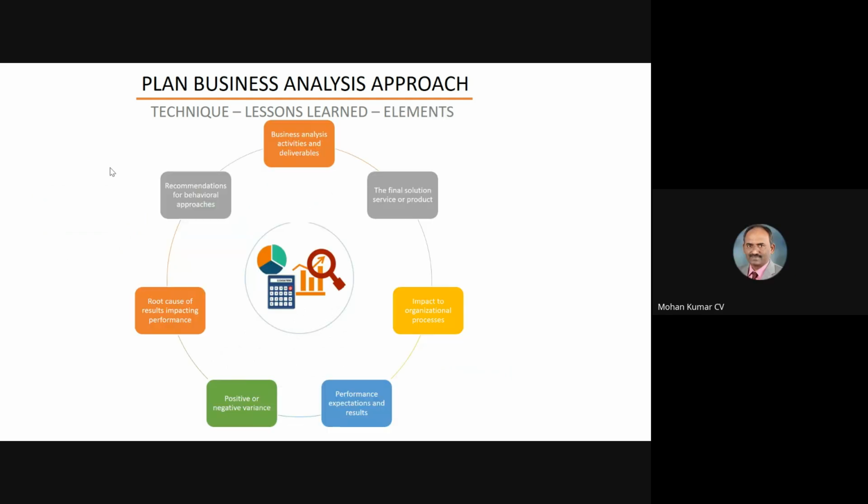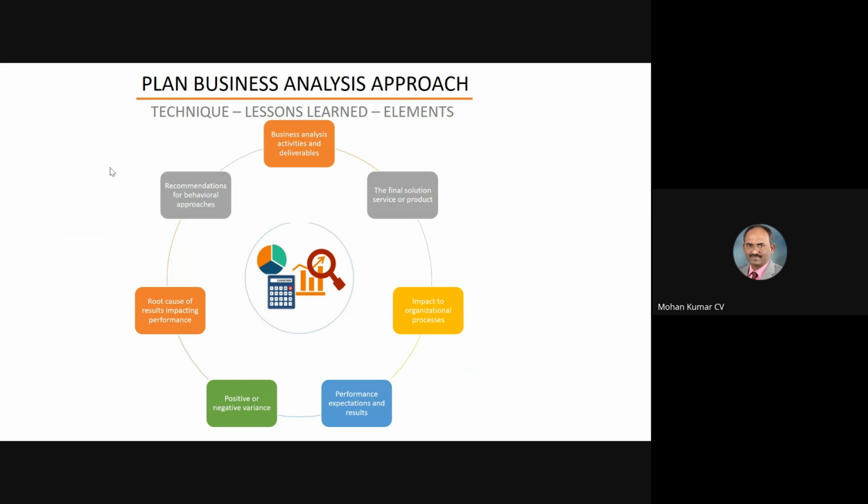All right. Lessons learned. You have the technique lessons learned and different elements of that: business analysis activities and deliverables, the final solution, service or product, impact to organizational processes, performance expectations and results, positive or negative variance, root cause of results impacting performance, recommendations for behavioral approaches. These are all different elements.